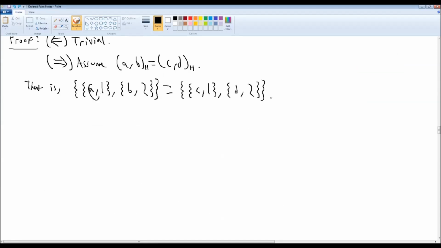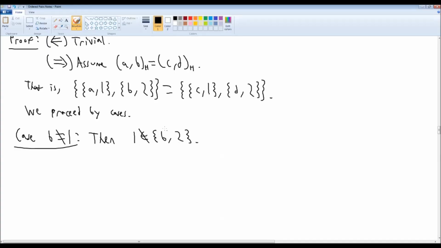All right, so how do we show this equals this and this equals this? Well, you might think, well, just look at which set contains 1 and somehow use that to match these two sets together. But the problem is that if B equals 1, then both these sets will have a 1 in them, and that makes it confusing. So let's proceed by cases. For our first case, assume B is not equal to 1. So that means 1 is not an element of this set, right? Because 1 and 2 are distinct.